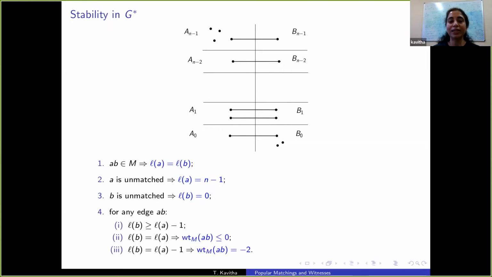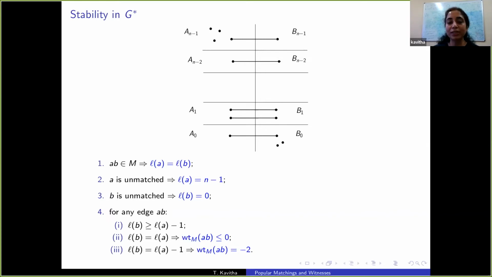And for any edge AB, it should be the case that level of B is at least level of A minus 1. So for a vertex to move to a higher level, she tried with all her neighbors and they didn't find her current level interesting. That's why she had to get promoted to the next higher level. That's what this constraint is capturing: L of B should be at least L of A minus 1.